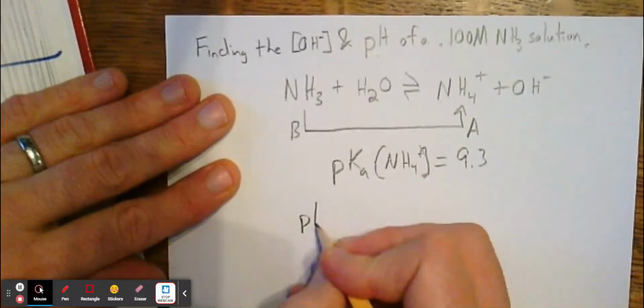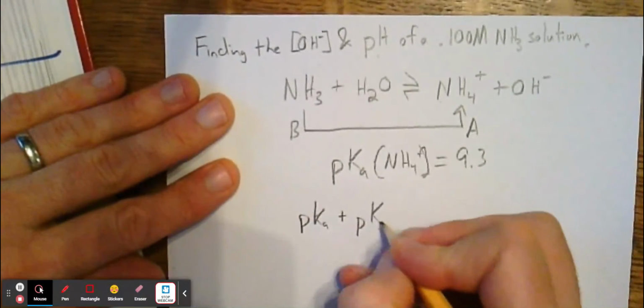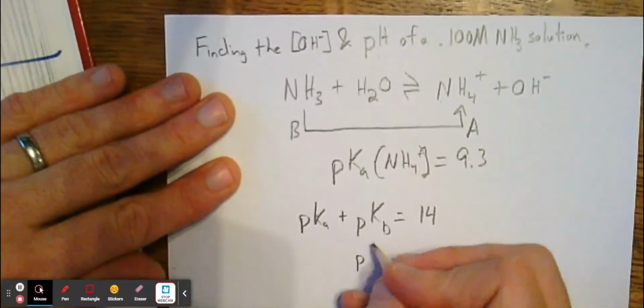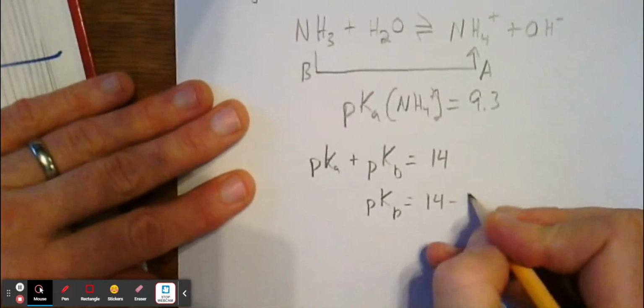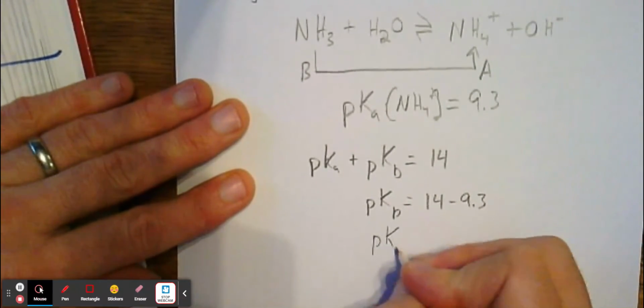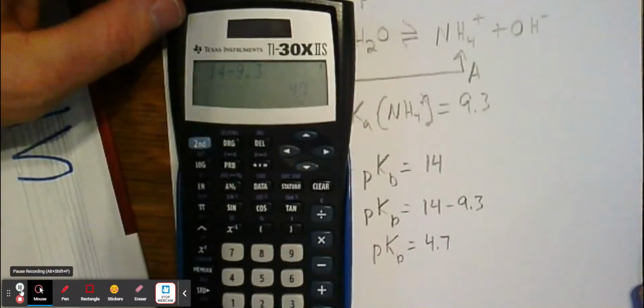So pKa plus pKb is equal to 14, and these should be capital Ks. So pKb is equal to 14 minus 9.3. So that's going to be 4.7. pKb is 4.7. I just checked it on a calculator to make sure it's right.